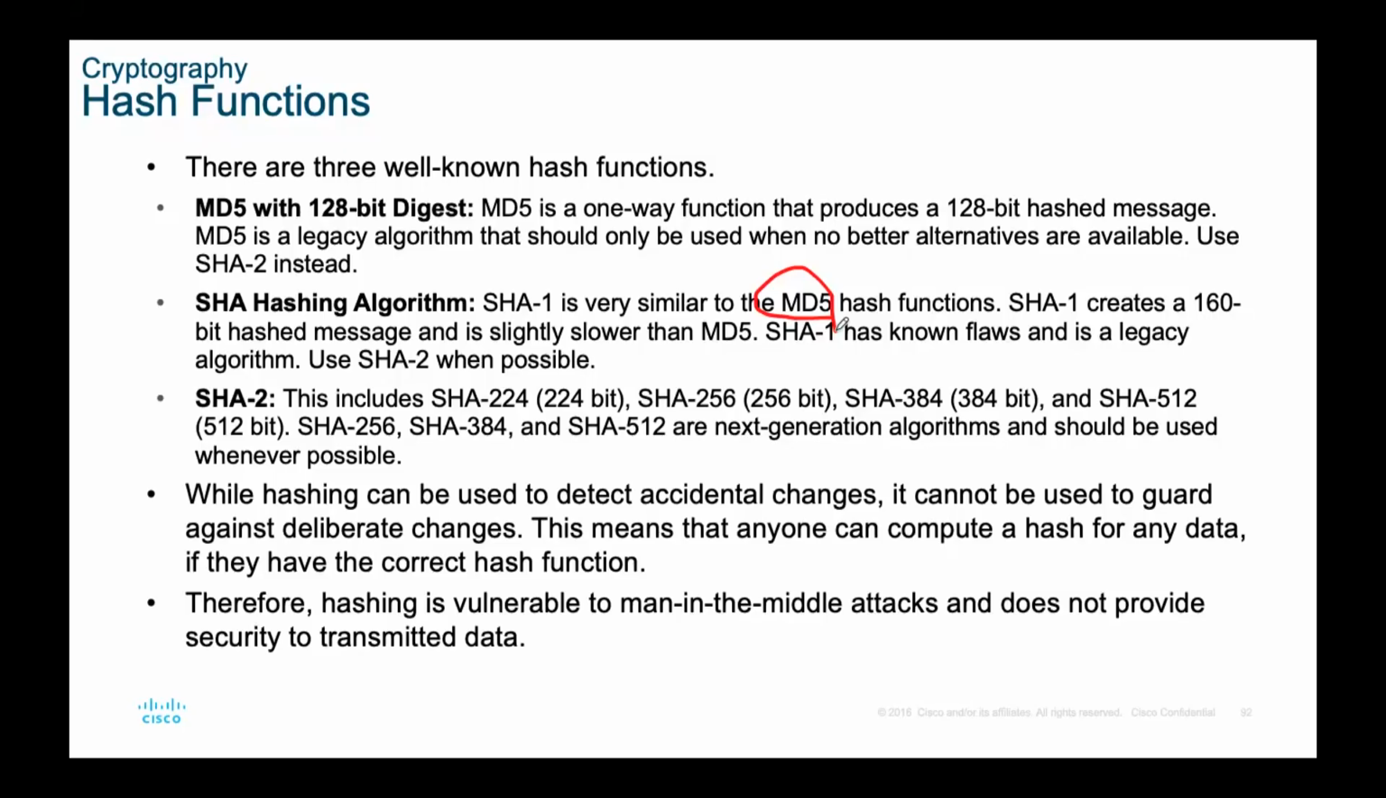While hashing can be used to detect accidental changes, it cannot be used to guard against deliberate changes. This means that anyone can compute a hash for any data if they have the correct hash function. Therefore, hashing is vulnerable to man-in-the-middle attacks and does not provide security to transmitted data.